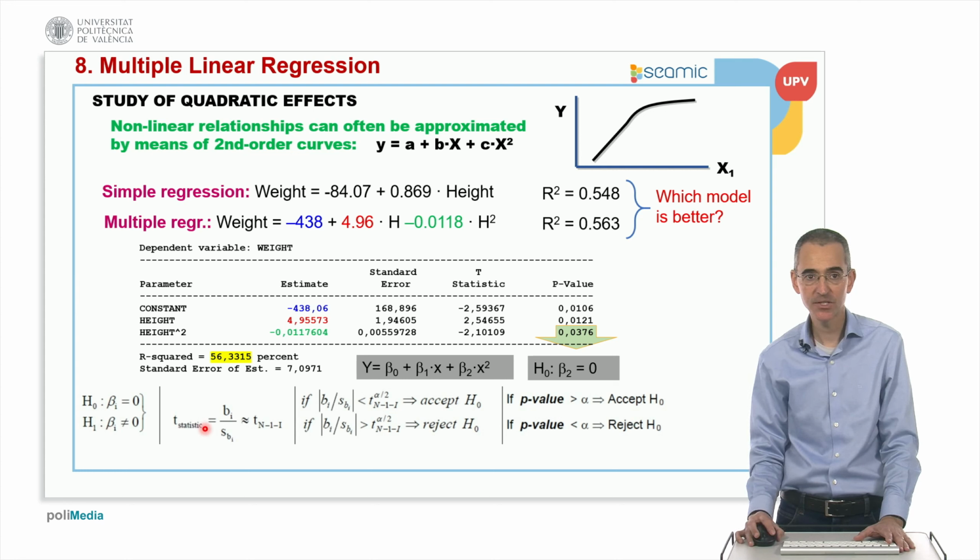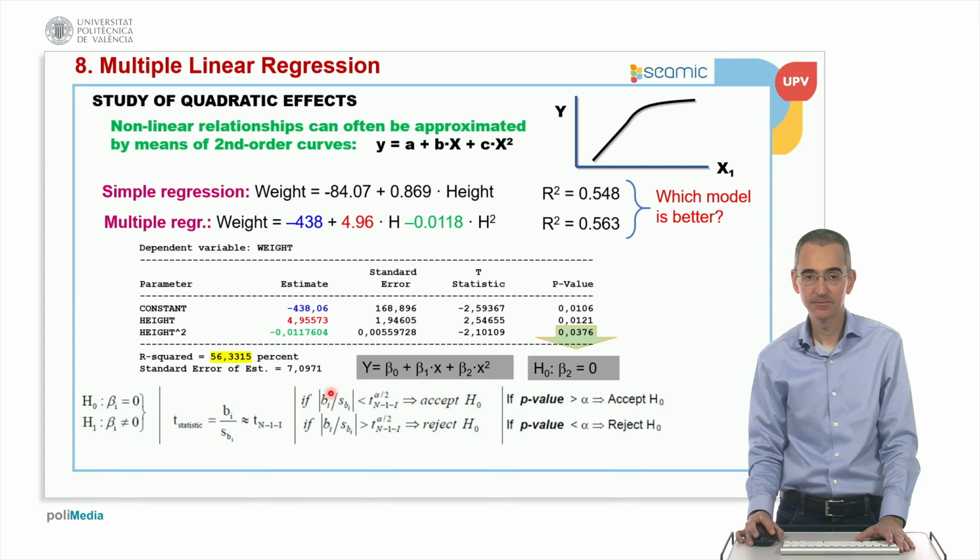Okay, we have the calculation of t, which is the estimated value of the coefficient divided by the standard error. That leads to this t calculated. It follows a Student t distribution with n minus 1 minus i degrees of freedom. The i is the number of variables included in the model. In this case, we have 2 variables included.